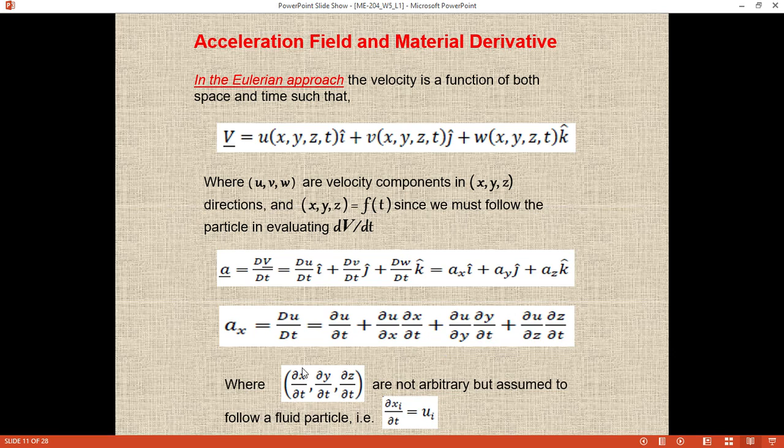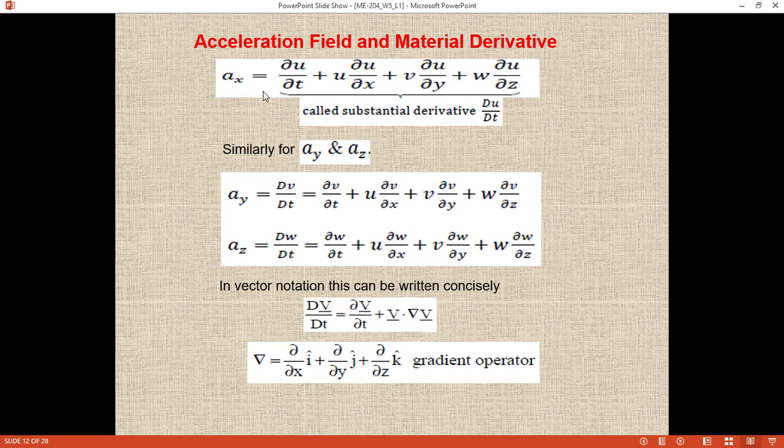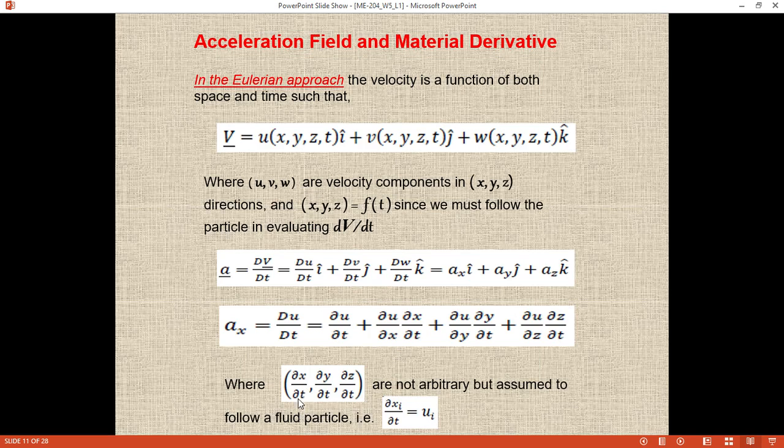Okay, so del x over del t, del y over del t, del z over del t are not arbitrary but assumed to be following the flow field particle. So del x over del t is equal to u i. If it is x, it is i, it is y, it is j. So let's see, ax is going to be del u over del t plus u del u by del x, and del y over del t is equal to v, as we say here. This is equal to u, this is equal to v, this is equal to w, because these are the velocities in the x coordinate, y coordinate and z coordinate.